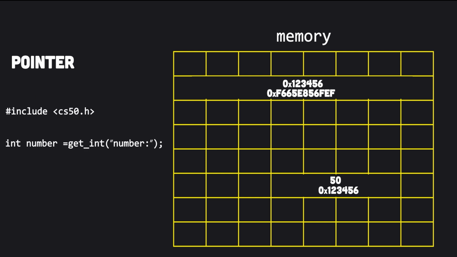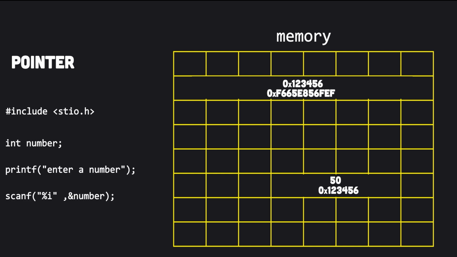You might recall using the CS50 library's get_int function early in the course. Under the hood, functions like get_int use scanf, which takes 2 arguments, the format specifier and the address where to store the input. So scanf("%i", &number) reads user input directly into the variable called number.